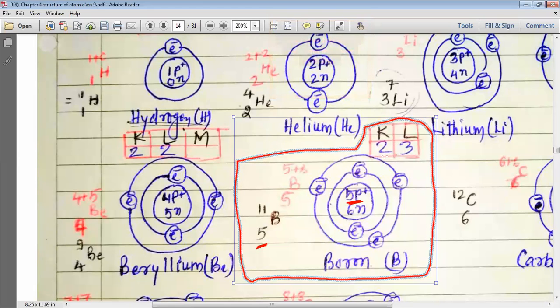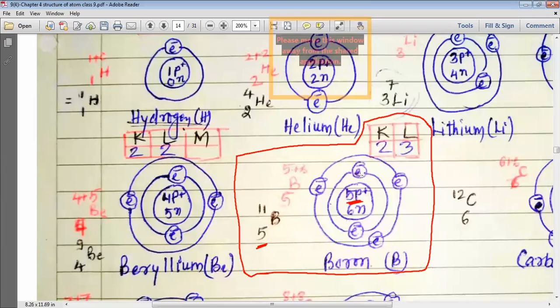and out of those five electrons of boron, my dear students, we realize that the first two electrons go into the K shell. You can see this is the first and second electron, and then the other three electrons go into the L shell. And that is why we can write the electronic configuration of boron as 2, 3.